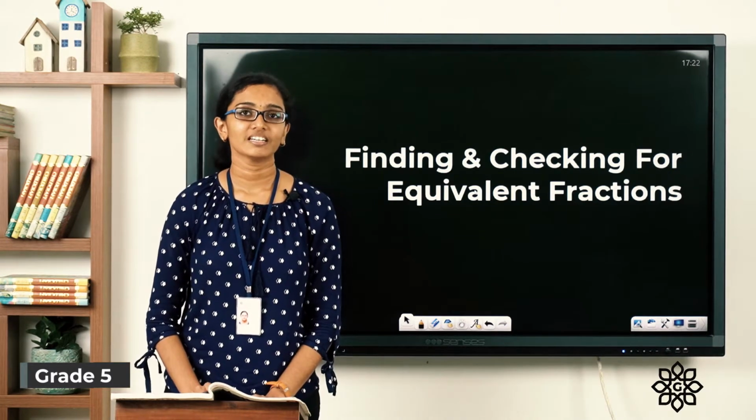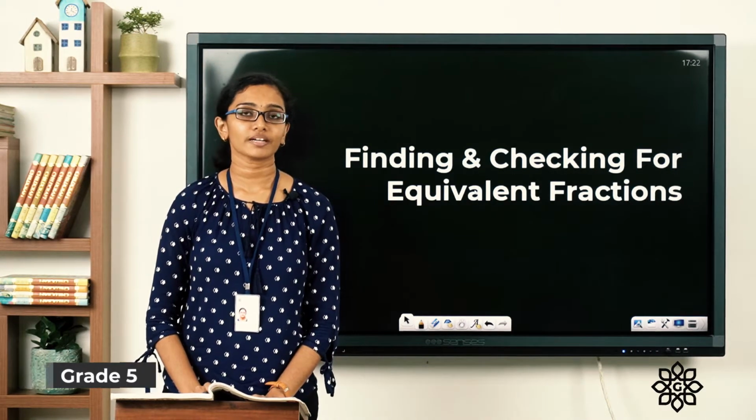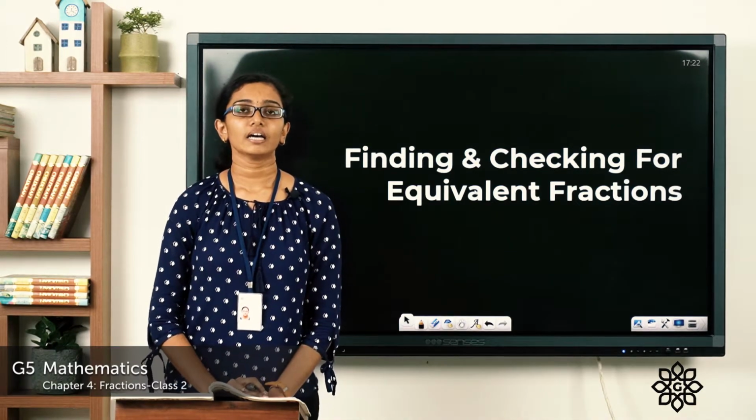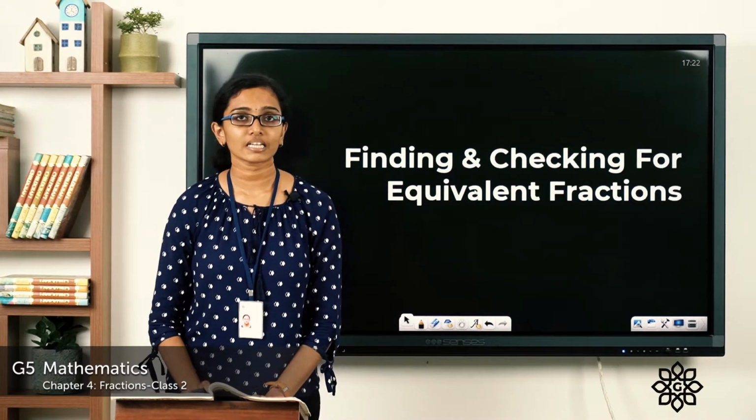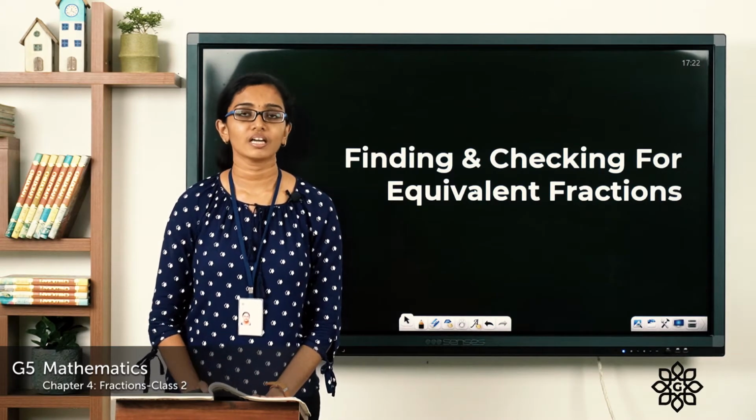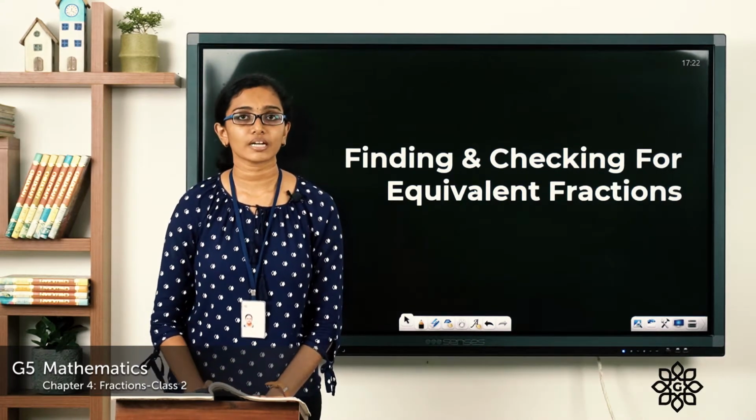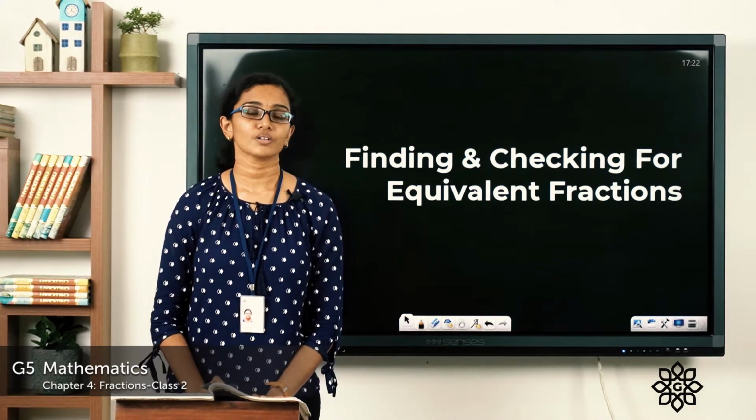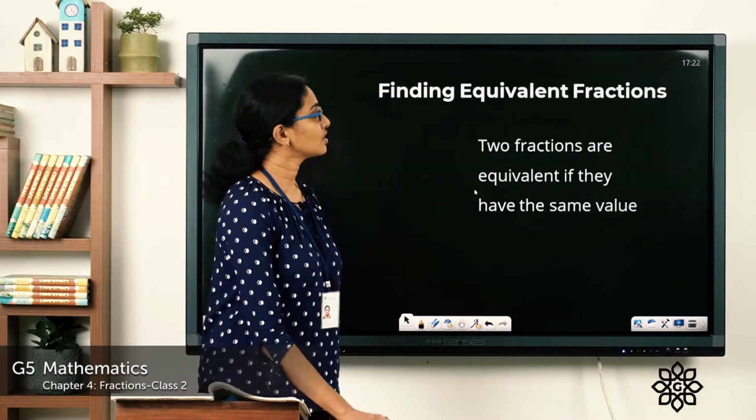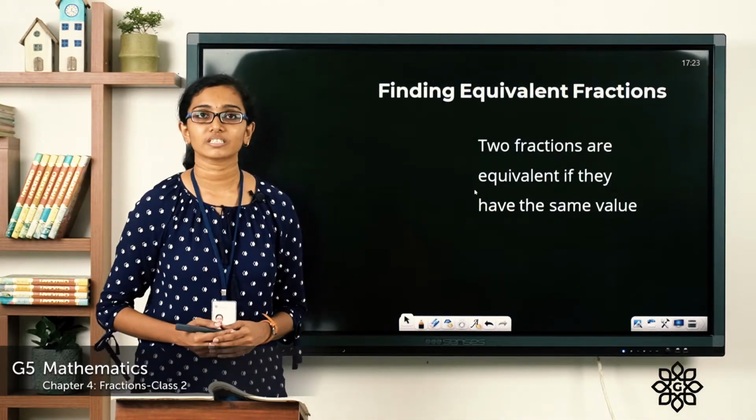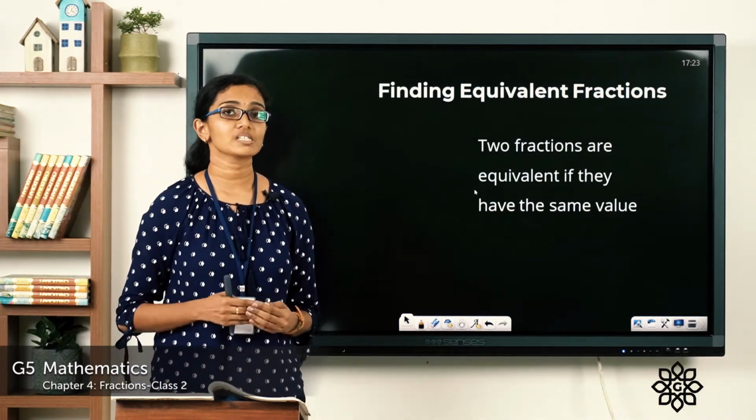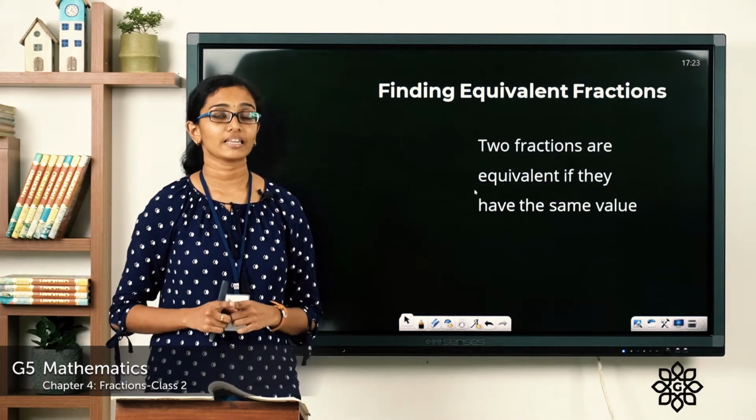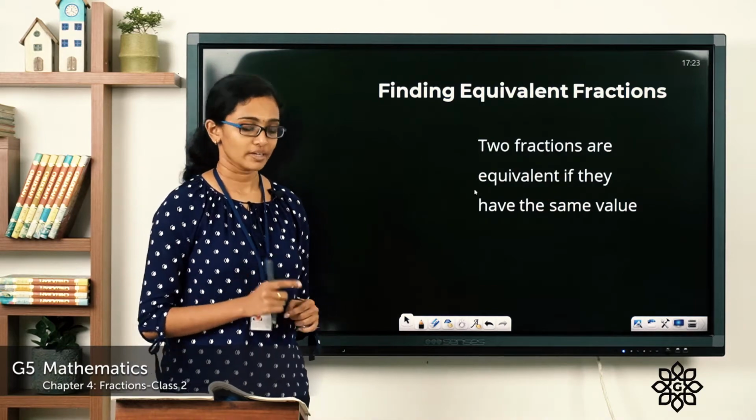How are you all? So in the previous class, we were talking about the basics of fractions. Today, we'll learn how to find the equivalent fraction of a given fraction and also how to check whether two given fractions are equivalent or not. Now, what are equivalent fractions? When do we say two fractions are equivalent? Two fractions are equivalent when they have the same value, right?